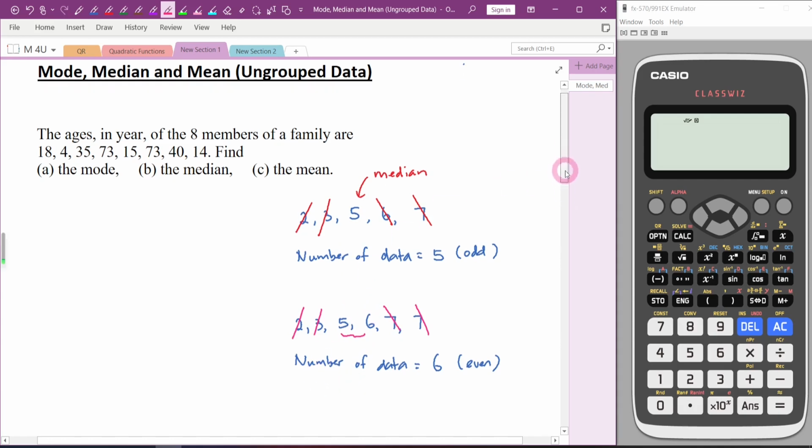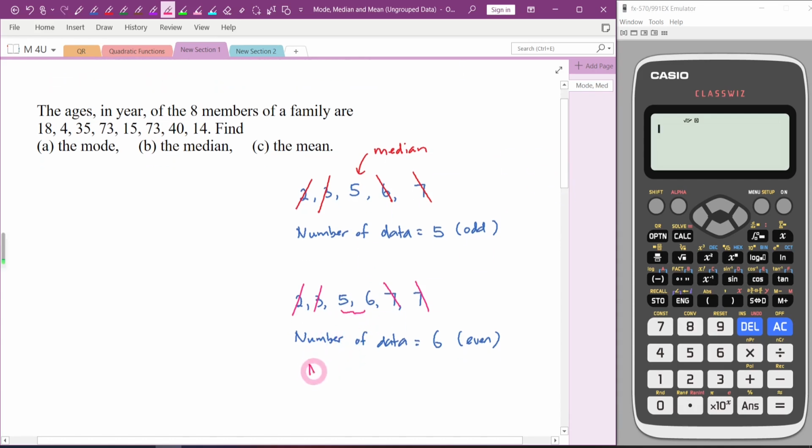If you want to determine the median for this set of data, we need to find the mean of these two median values, which means that we have to take 5 plus 6 divided by 2. 5 plus 6 is 11. 11 divided by 2, you will get 5.5. This is the median for this set of data.